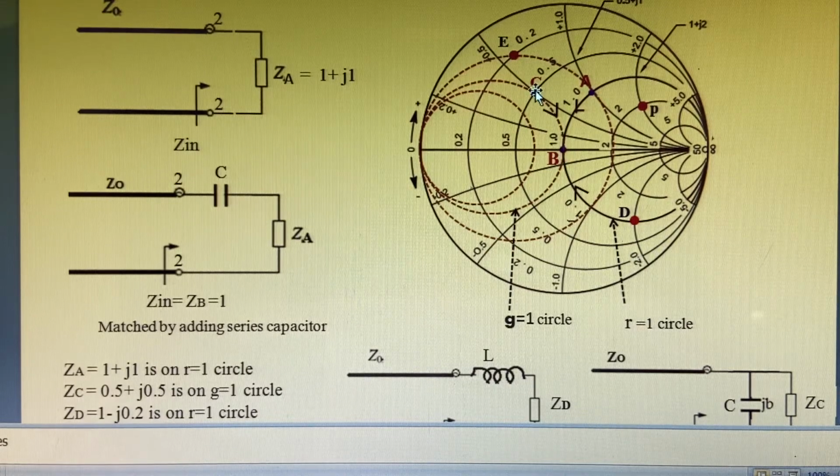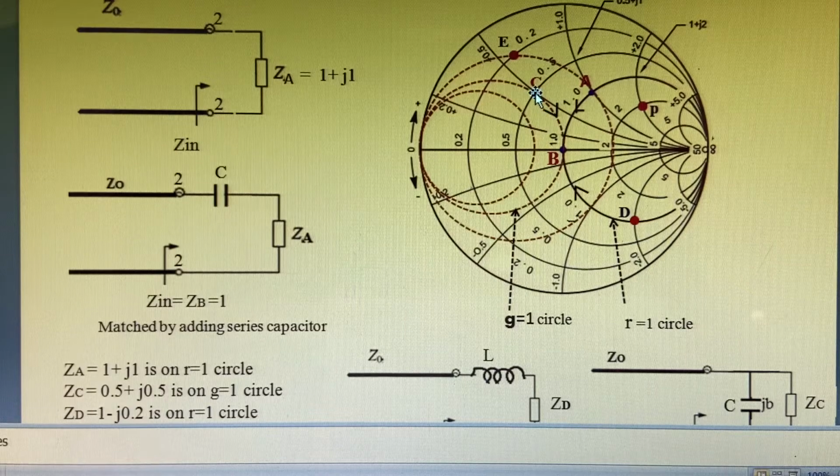So from C we should move like this over a constant conductance circle, that is the G equal to 1 circle here. The conductance circle G equal to 1 is passing through the point C. So from here we should move in the clockwise direction to reach B. Then we will be reaching the center of the Smith chart. So that is the solution.